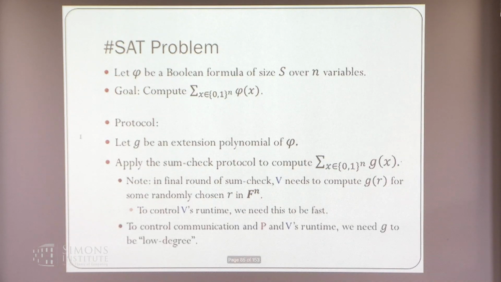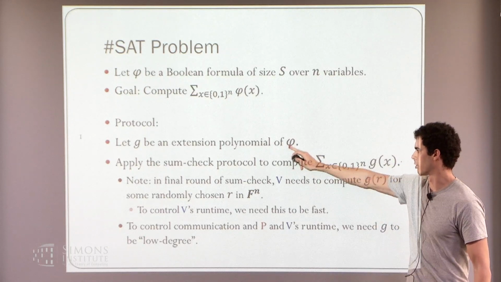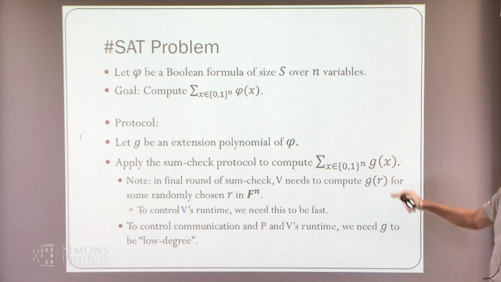And we need more from G, so we need it to be low degree. To control the soundness of the protocol, the prover's runtime, the length of the messages, and thereby the verifier's runtime, everything depends on G being low degree. If G had just huge degree, everything's going to go out the window. So the next few minutes are going to tell you how we can take this formula phi and turn it into an extension polynomial G.